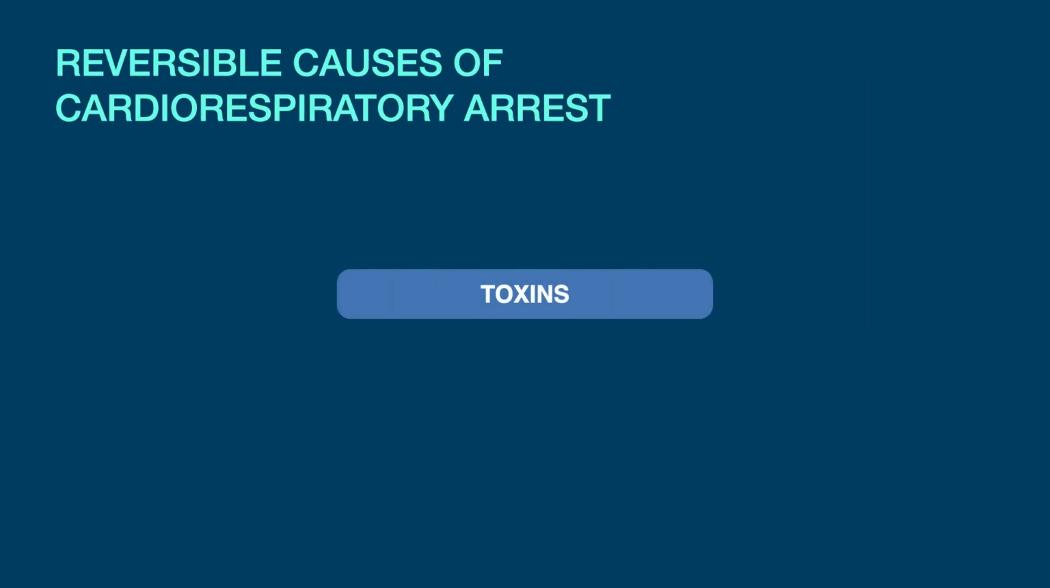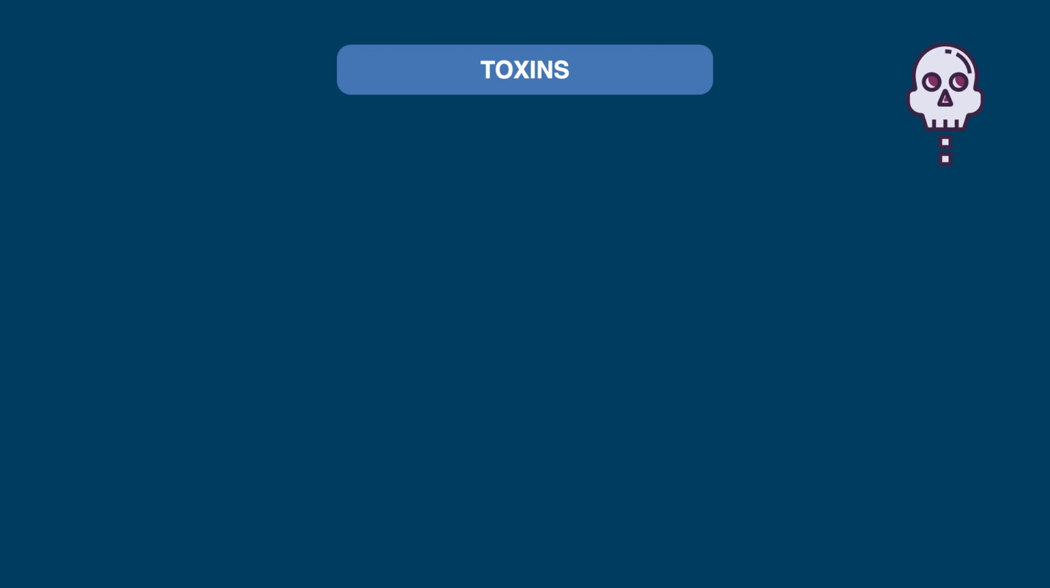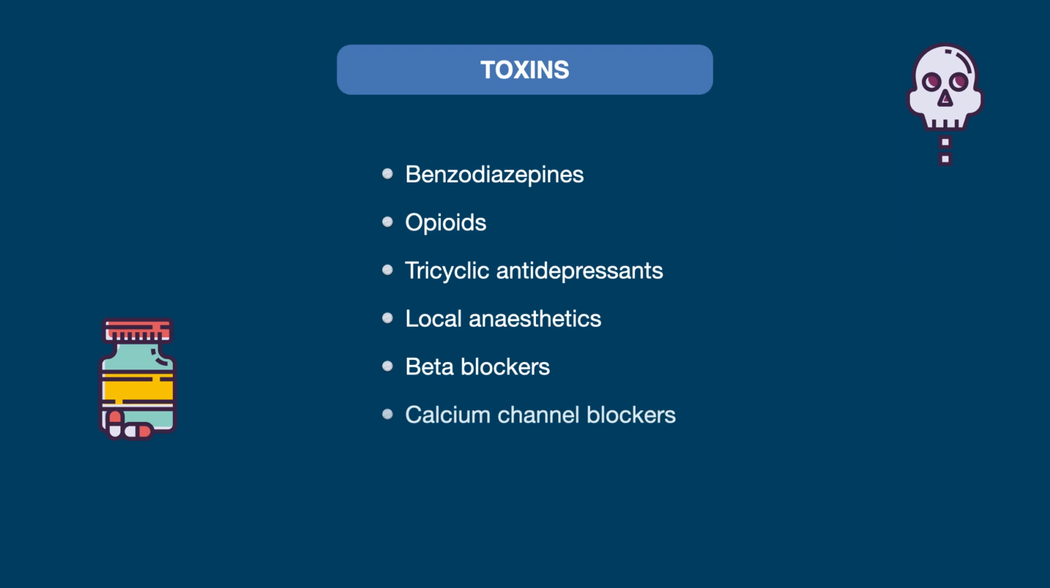Finally, T for toxins. Airway obstruction and respiratory arrest secondary to a decreased conscious level is a common cause of death after self-poisoning. Some of the most common drugs involved in an overdose are benzodiazepines, opioids, tricyclic antidepressants, local anesthetics, beta blockers, and calcium channel blockers.